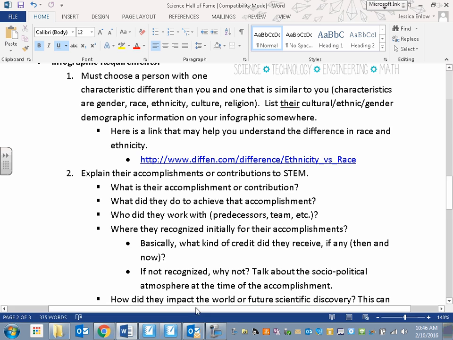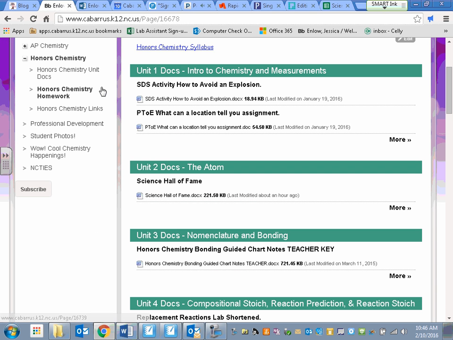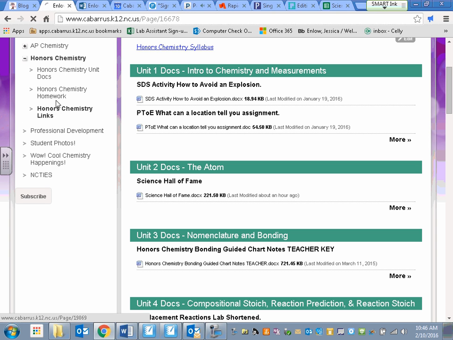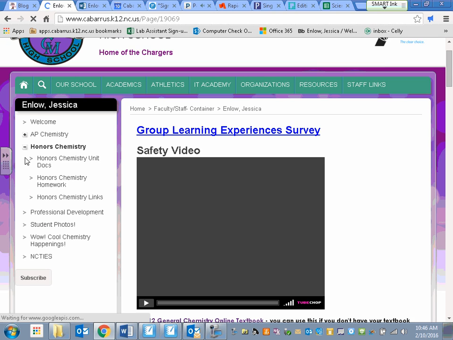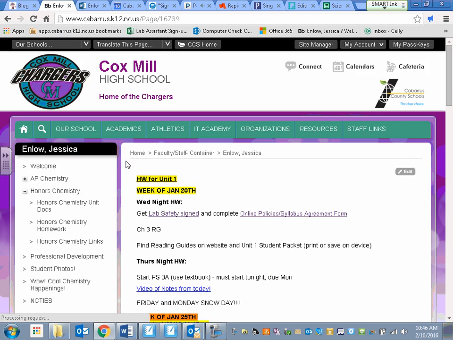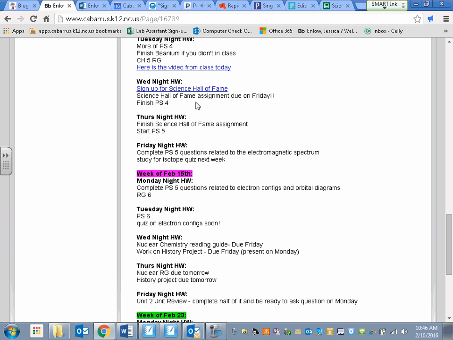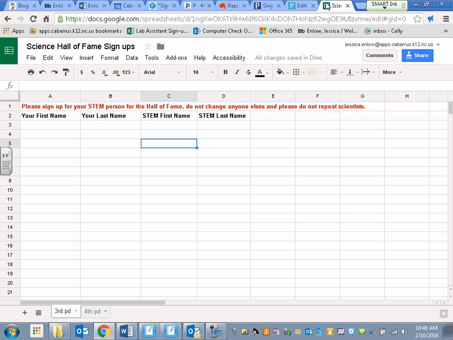So after you have selected your person, you guys look up here for me real fast. After you select your person, you're looking in the Science Hall of Fame document. You kind of do a little basic research. You're going to look under the unit, the homework page. Here we go. It says Science Hall of Fame sign up. When you click that, it's just an Excel sheet. You're just going to put your name in and who you selected, so that I know and you know and everybody else knows. Okay, so choose your person and just start doing your basic research right now. Design as much as you can.